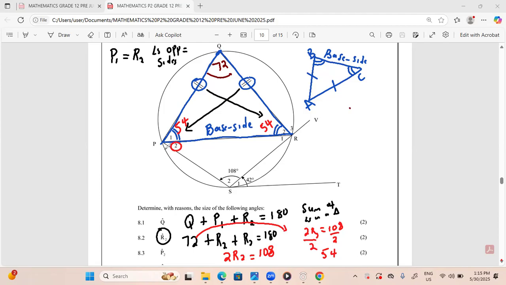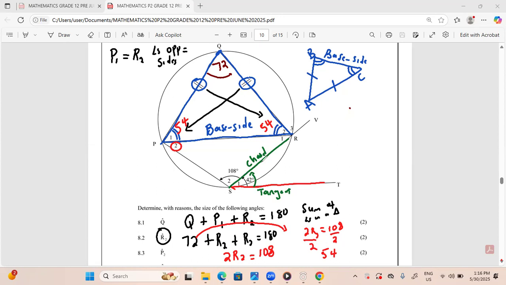I said to you, S1 equals P2 according to the tan-chord theorem. Remember, this line ST is tangent, and then the line SR is a chord. So this angle 42 is the angle between the tangent and the chord. And we know that the angle between tangent and the chord is equal to the angle in the other segment. How do you find that angle in the other segment?